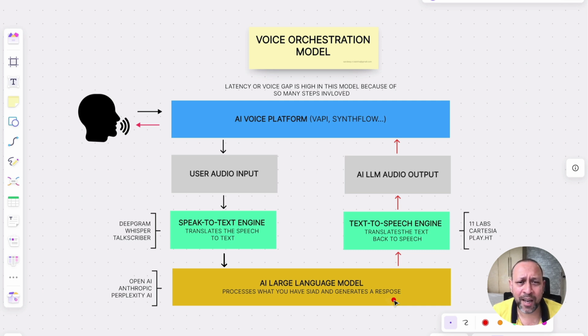Then, this text is processed by AI models such as OpenAI or Anthropic or some other large language model, which interprets the meaning and context of your words. After that, the AI processes what you have said and it generates a response. This response is then sent back as text, which is then again converted into speech by a text to speech engine, something like 11 Labs or Play HD. The key challenge has always been making these steps happen fast enough to feel like a natural conversation.